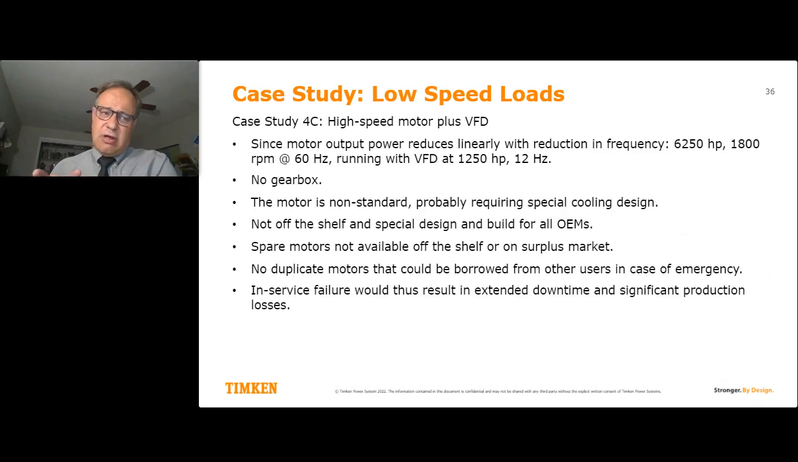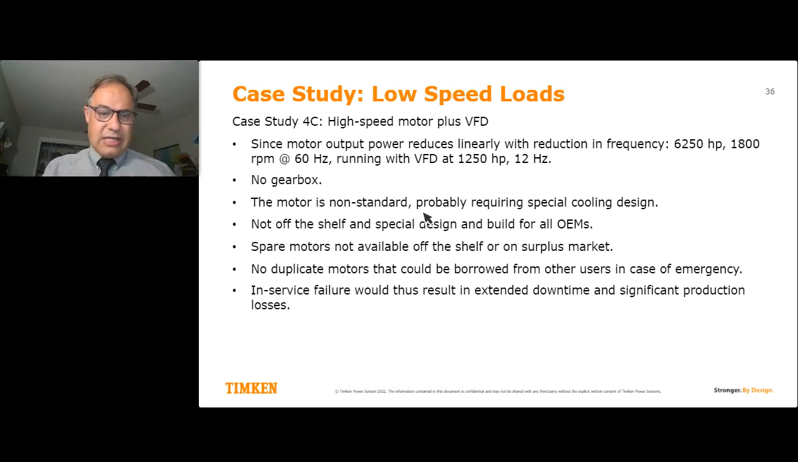Looking at our last portion of this case study, if I use a high-speed motor with a VFD, the idea is because the output reduces linearly, the power of the machine, I can't buy a 1250 horsepower 12 hertz machine. Well, that's what I will buy, but it will not be the same size as the 1250 horsepower 60 hertz machine. Effectively, it will be the size of a 6,250 horsepower machine. We don't have a gearbox, but now we're sitting with the same scenario as what we had at the start with a direct drive motor.